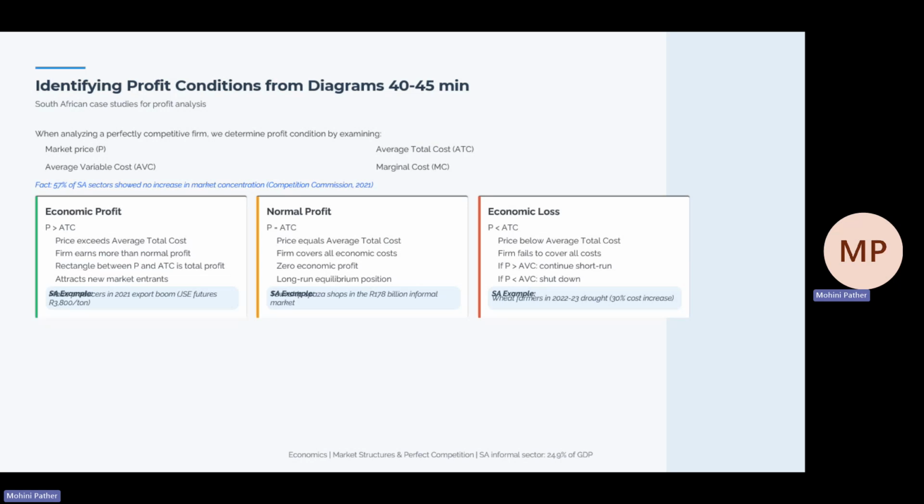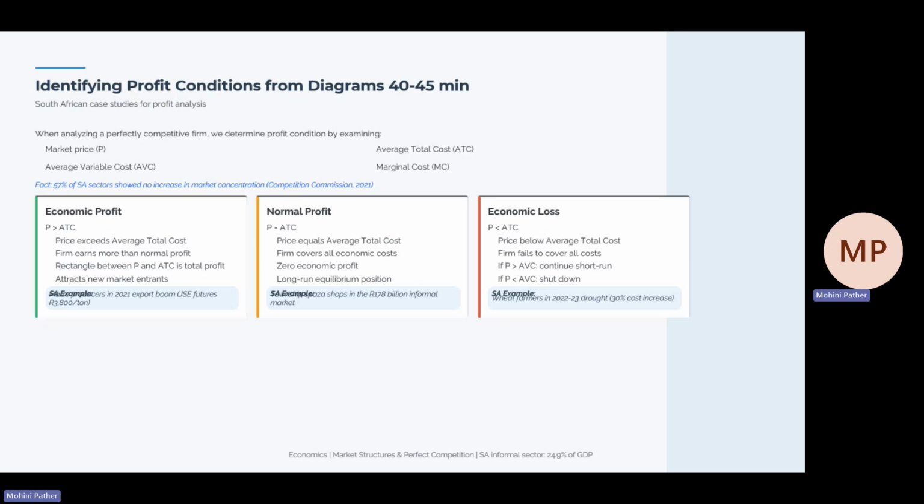Okay. So 57% of the South African sectors showed no increase in market concentration, according to the Competition Commission. So we are not cannibalizing ourselves within our own sectors.